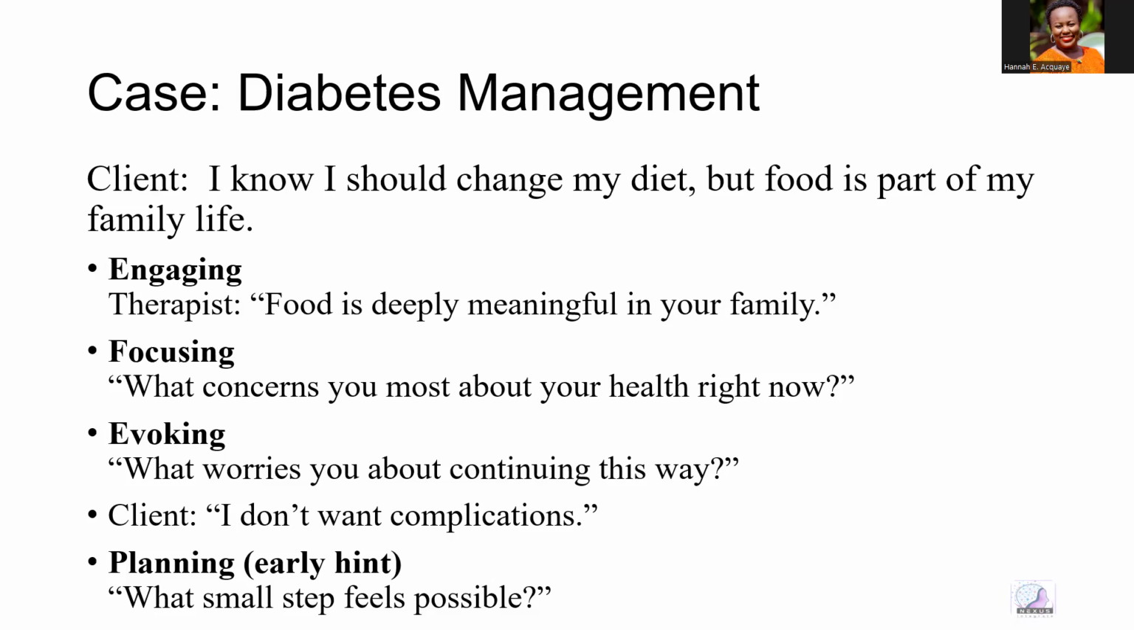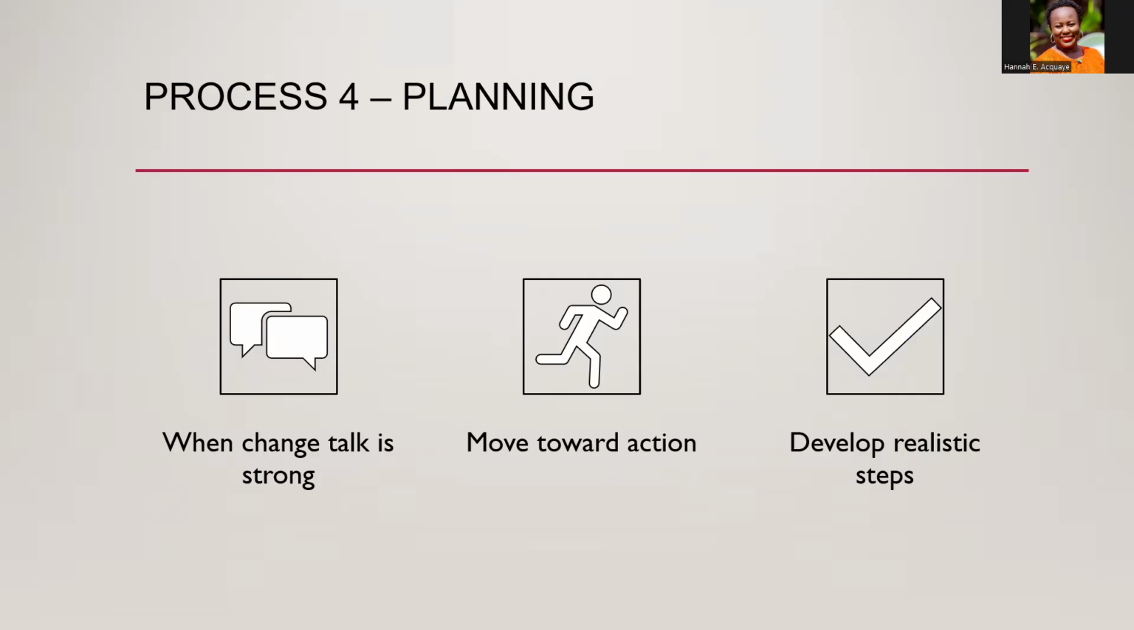And then we hit the fourth stage called planning. Okay, so what small steps feel possible? This is where you provide small early hints. Remember that it's a progressive process, so you can go back and forth, depending on what your client needs. Now, what is the fourth process? That is planning. It refers to the stage where the focus shifts from why to change, to how.